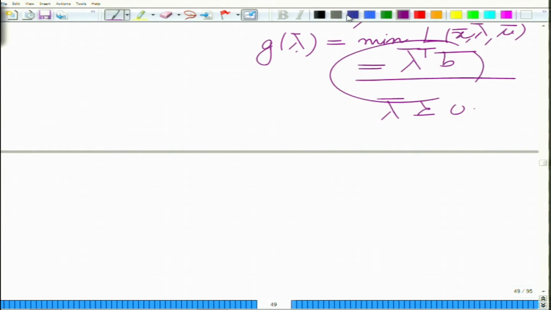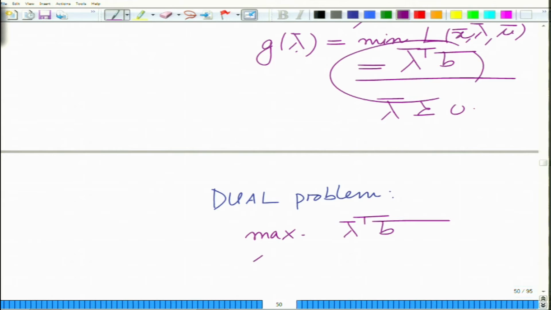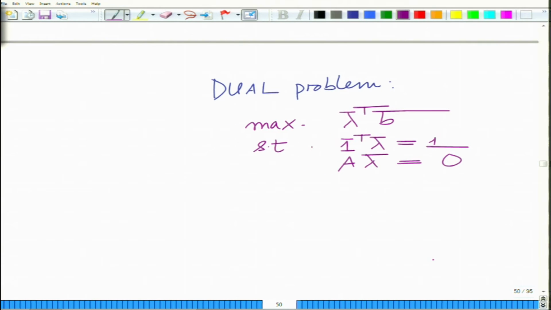And therefore, the dual problem can be formulated as follows. Interestingly, maximize the dual function g of lambda bar, which is: maximize lambda bar transpose b bar, subject to the constraints that 1 bar transpose lambda bar equals 1, the summation of all lambda I equals 1, and A times lambda bar equals 0, that is, lambda lies in the null space of A.